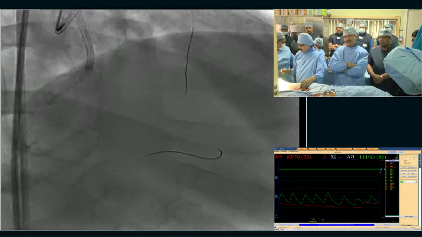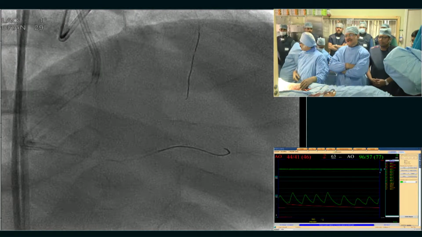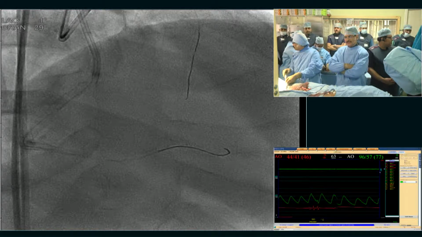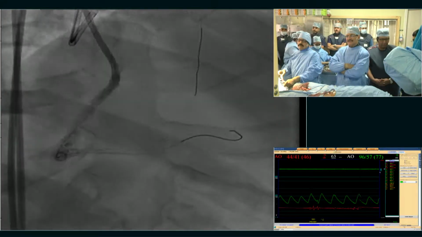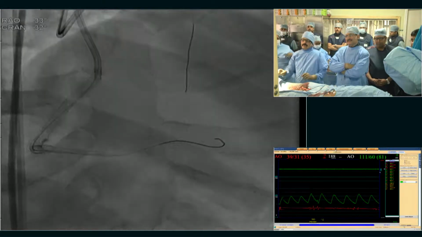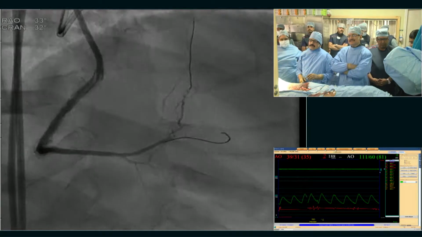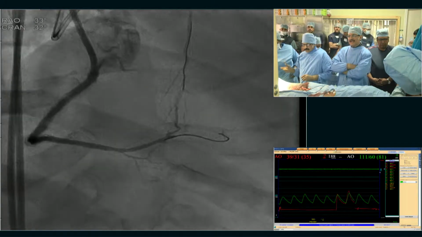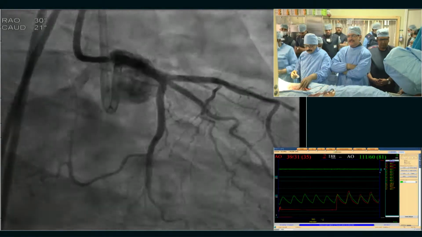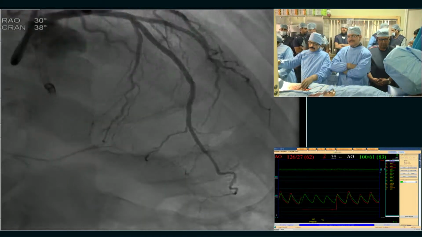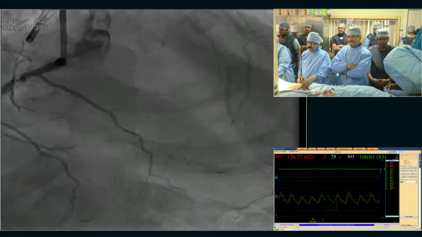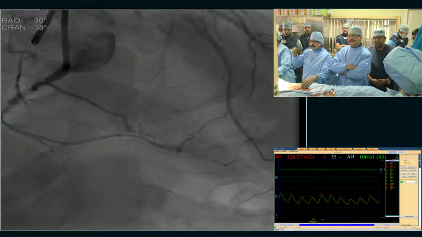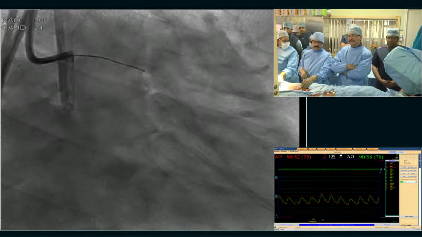Yes, 7 French only. Here our intended strategy is a retrograde primary approach with some antegrade preparation. On the right side we have taken a 7 French Amplatz catheter, and on the left side an extra backup 7 French catheter for the left coronary system. We found some variations as we approached step by step.